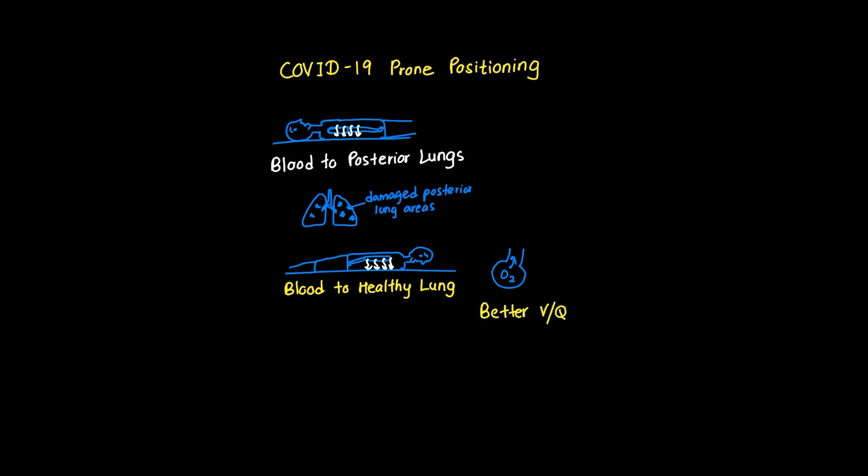Additionally, prone positioning relieves pressure from the heart and abdominal organs on the lungs. It's about optimizing ventilation perfusion matching.